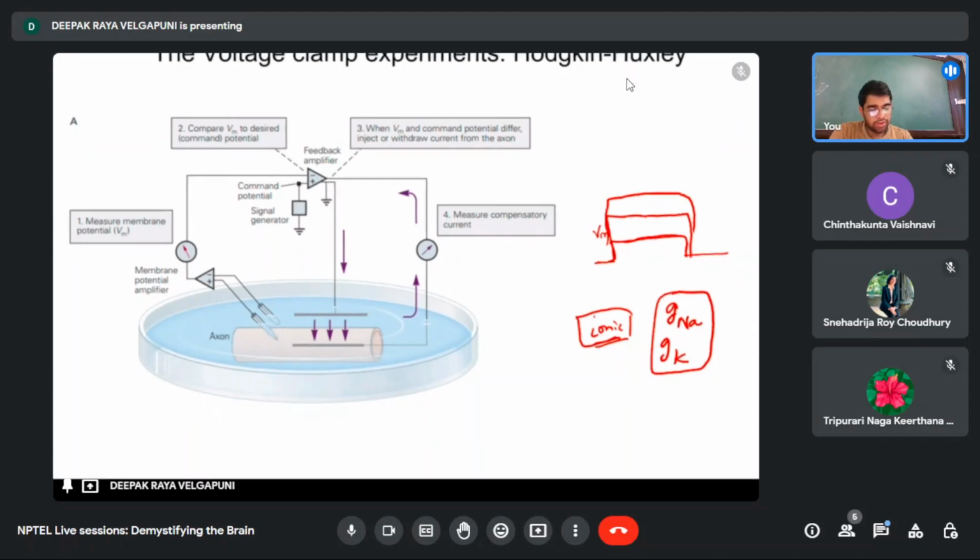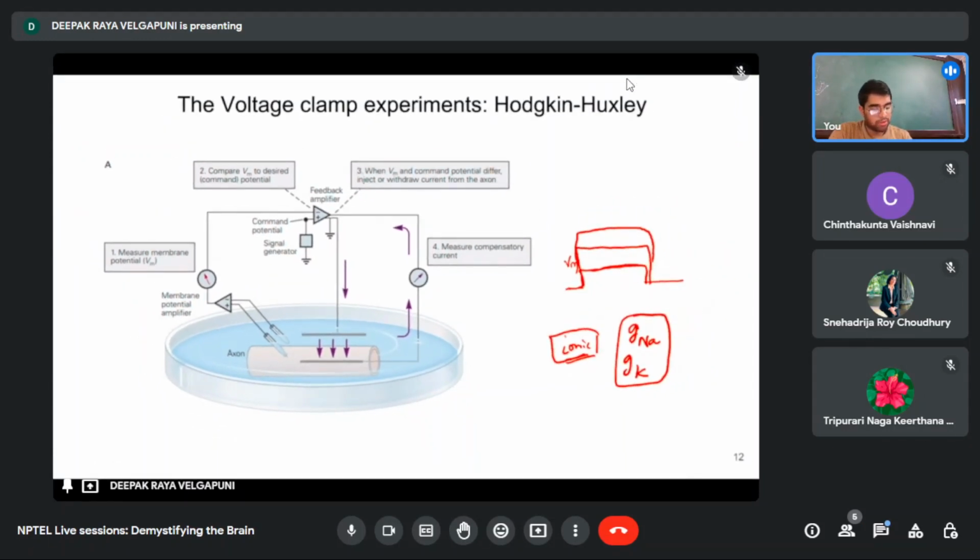You can understand it better by an equivalent circuit. In the experiment, what they actually plotted was how the GNa varies with changing Vm. So they saw something like this. I'll show it next.